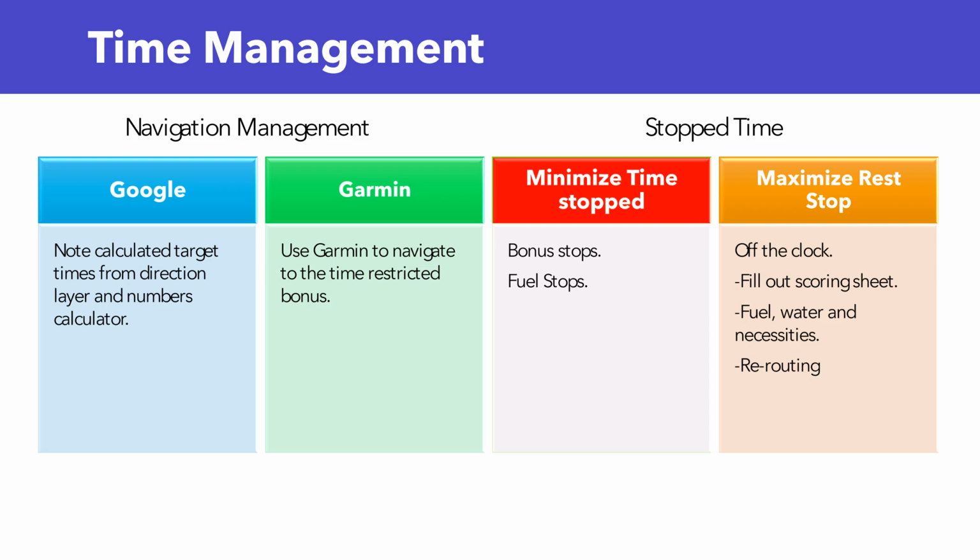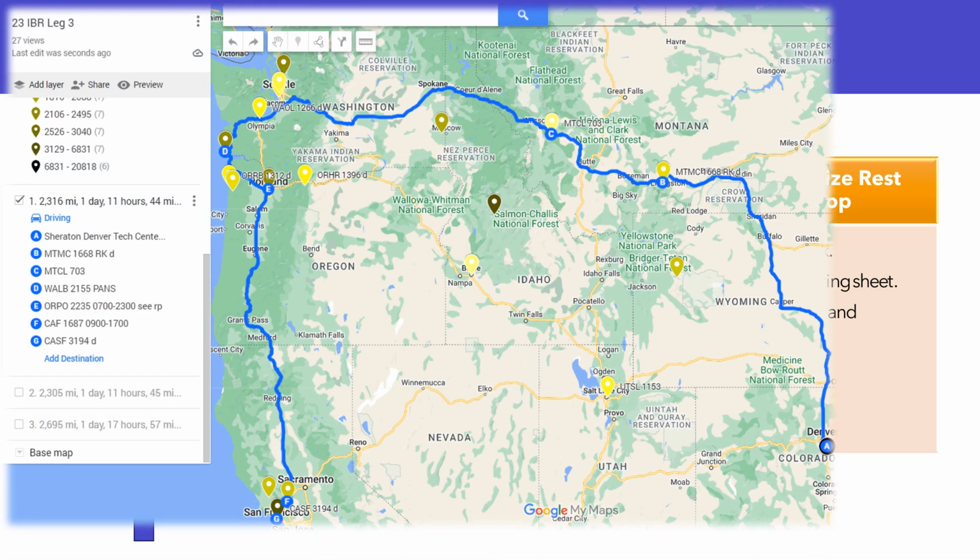Let's talk a little bit about time management now that we're actually on the ride. On the left side here, we have navigation management. We're going to start off with Google. Note our calculated target times from the direction layer in numbers calculator. We did this earlier. This is the first segment of this leg, starting at the checkpoint and ending at the time restricted bonus in San Francisco.